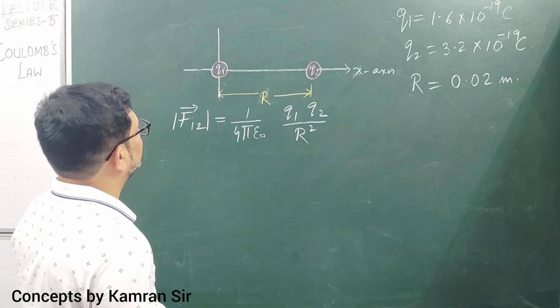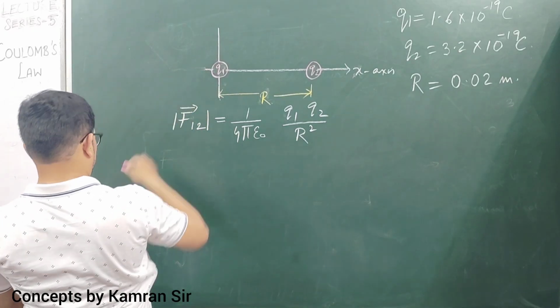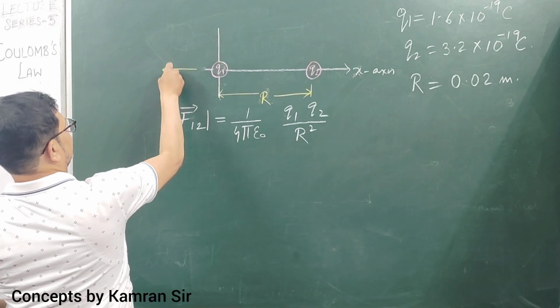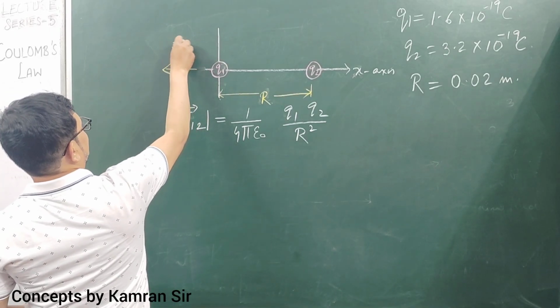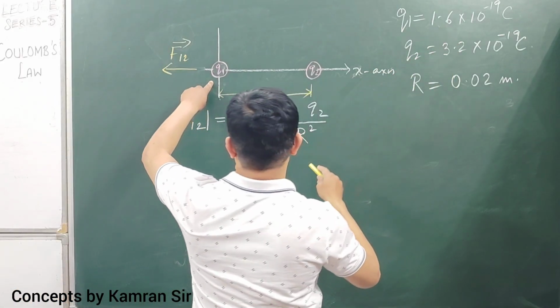So first thing we need to figure out what would be the direction. We know the direction is going to be in this way. Force on 1 because of Q2 is going to be in this way. Why? It's going to be repulsive. Both the values are positive, right? So it's going to be a repulsive force.